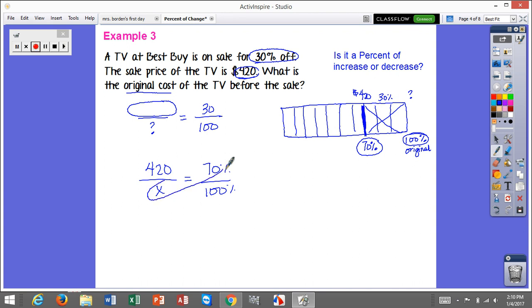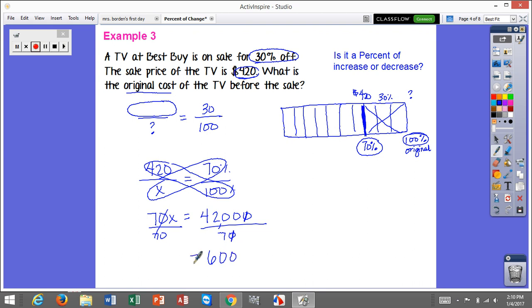Okay, so at this point I would cross multiply. 70 times X is 70X, and 420 times 100 would be 42,000. Divide by 70 on both sides. Okay, now both have zeros on the end, so we can cross those out to shortcut it. 7 goes into 42 6 times, so then we just add 2 zeros. So that means that 600 is the answer. What is the original cost of the TV before the sale? The TV originally cost $600.